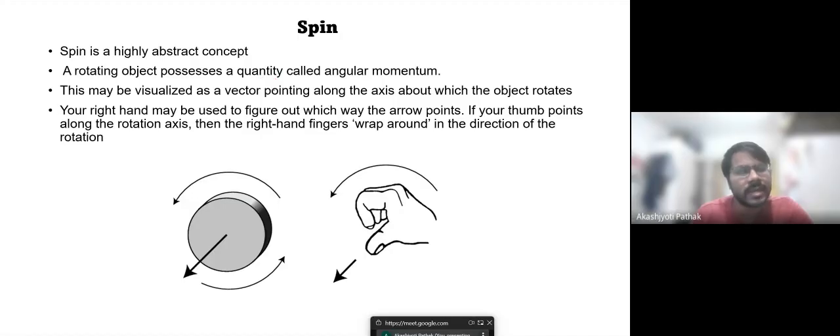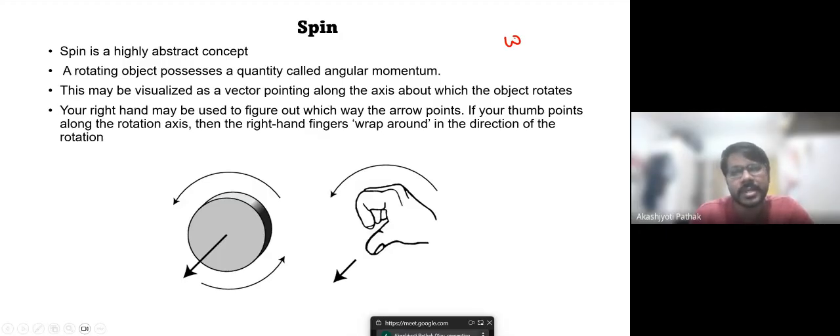As I was explaining, any rotating object possesses a quantity called angular momentum, right? We all know that angular momentum is denoted by this symbol omega. So anything that is spinning will have an angular momentum. Now this angular momentum is a vector quantity, so it will have both a magnitude and a direction.